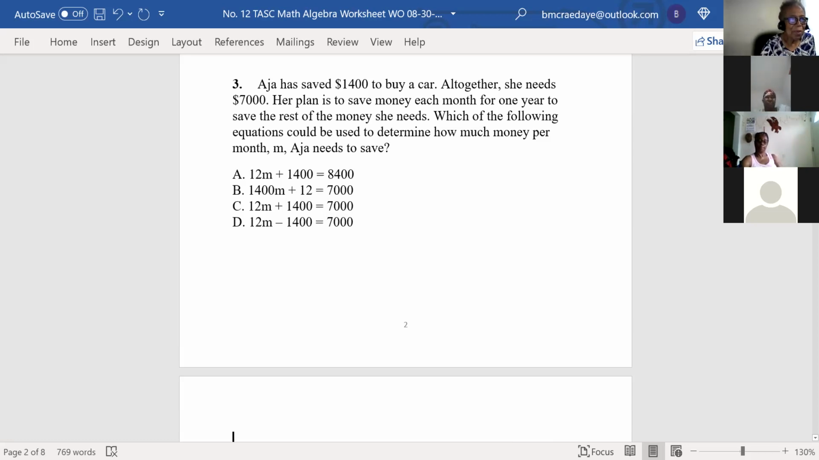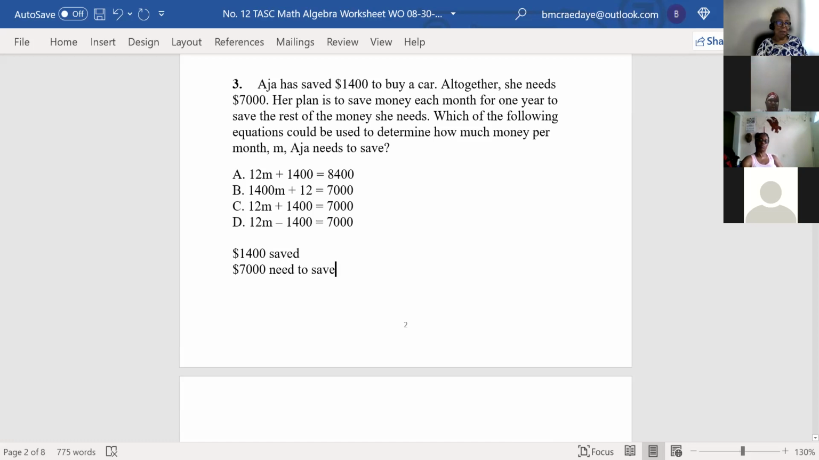Okay, so how much has she saved already? Well, Adria saved $1,400. That's right. So $1,400 saved. Okay. Now, how much does she need to save? Well, she needs to save $7,000. Okay, so $7,000 needed to save.